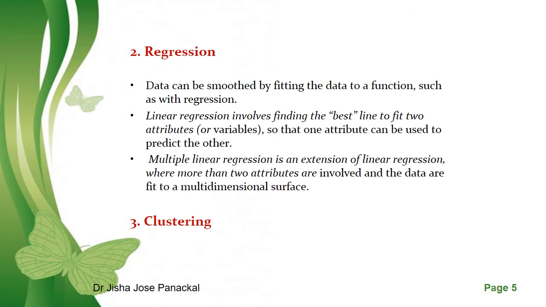Another method is regression. We can use the statistical method called regression for this smoothing. Data can be smoothed by fitting the data to a function, such as with regression. We can use different types of regression: linear regression or multiple linear regression. Linear regression involves finding the best line to fit two attributes or variables so that one attribute can be used to predict the other. Multiple linear regression is an extension of linear regression where more than two attributes are involved and the data are fit to a multi-dimensional surface.